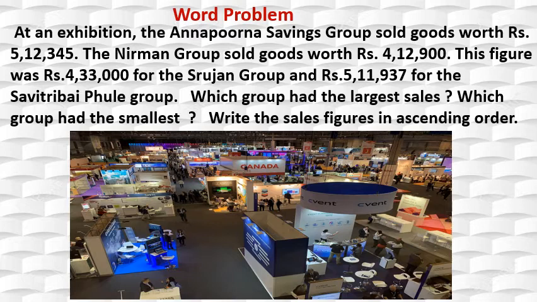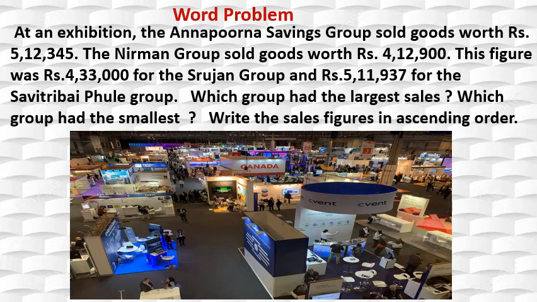See dear students, what is the meaning of exhibition? See in the picture, this is the picture of an exhibition. Here so many different companies arrive and they sell their goods under one roof. And they get the benefits or the profit here. This is called an exhibition. Here 4 companies, that are Annapurna, Nirmana, Srujan and Savitribai Phule group, are doing their sales.